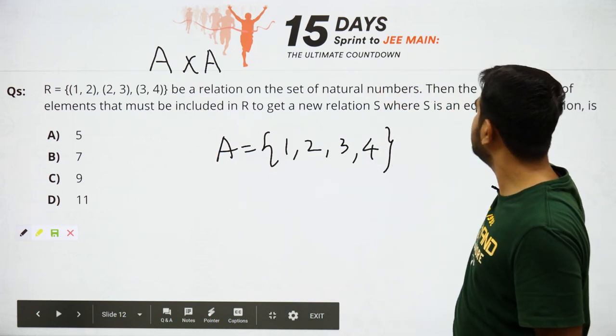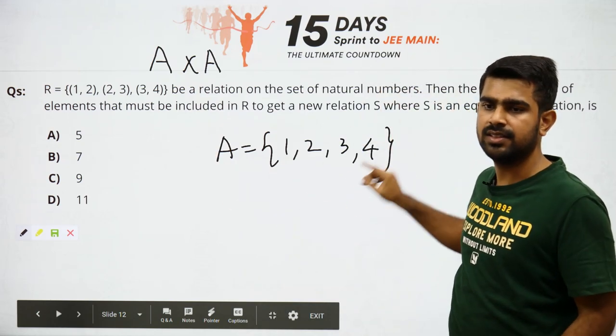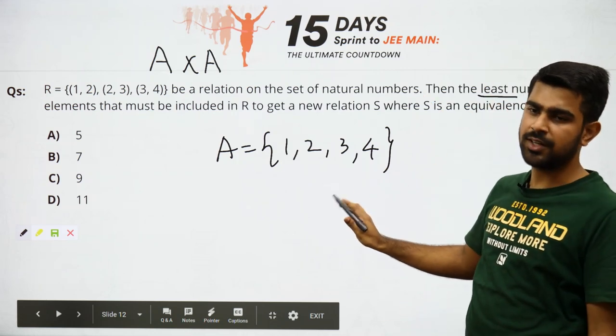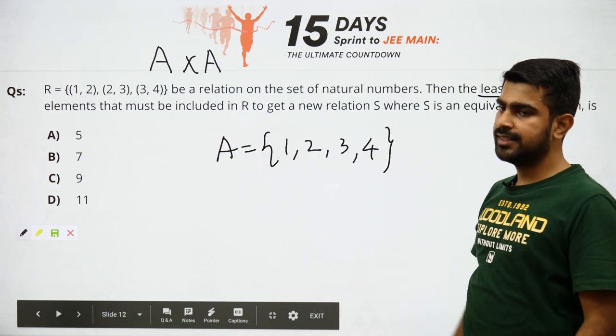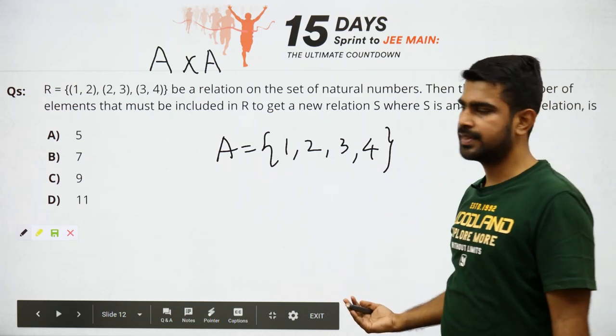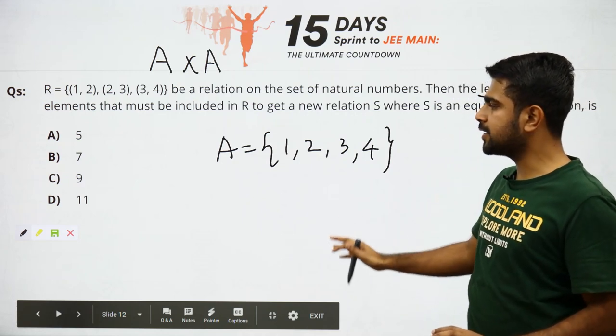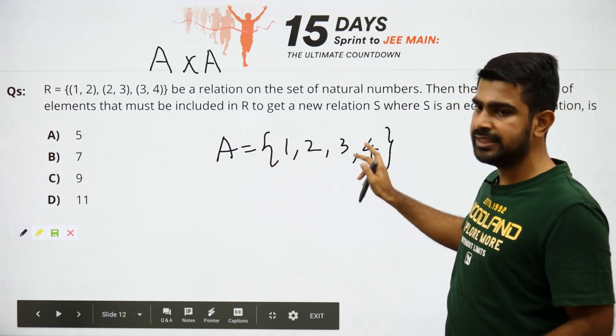And since you are looking at the least number, I stop here. I don't want to go beyond. It is not possible to go beyond. It could also be an infinite set. Okay, so now coming back to it. A is equal to 1, 2, 3, 4.